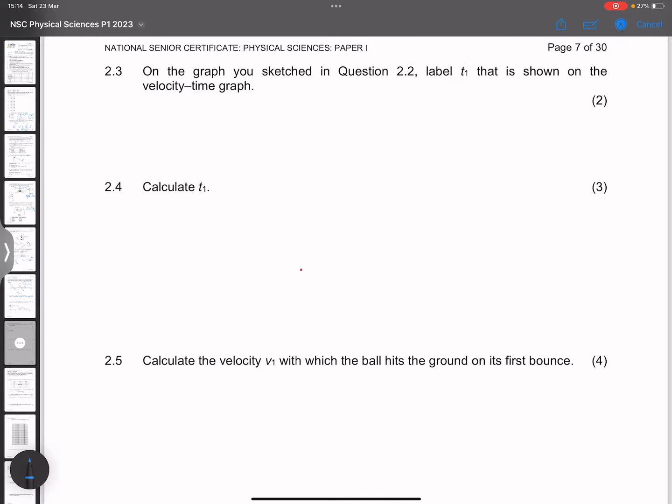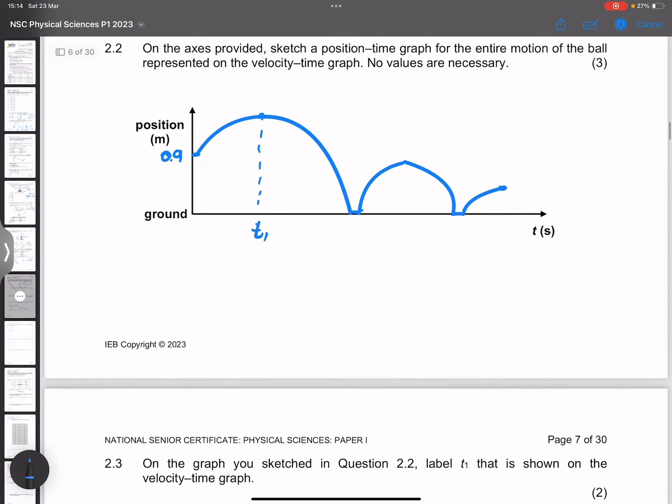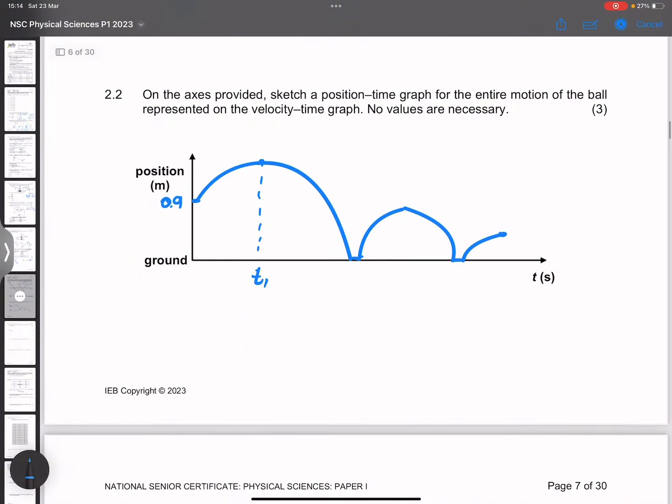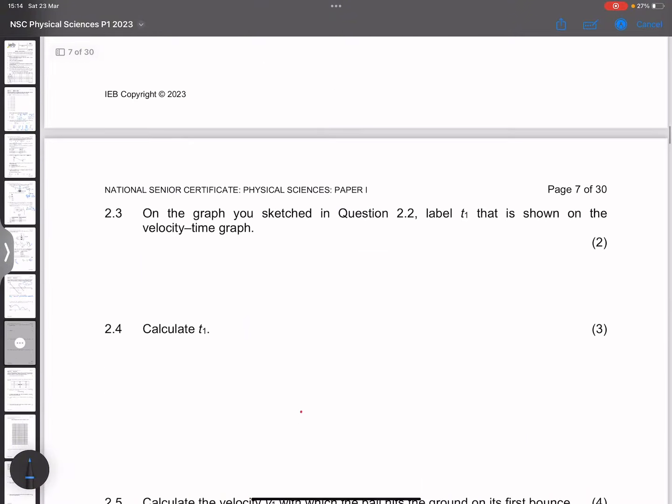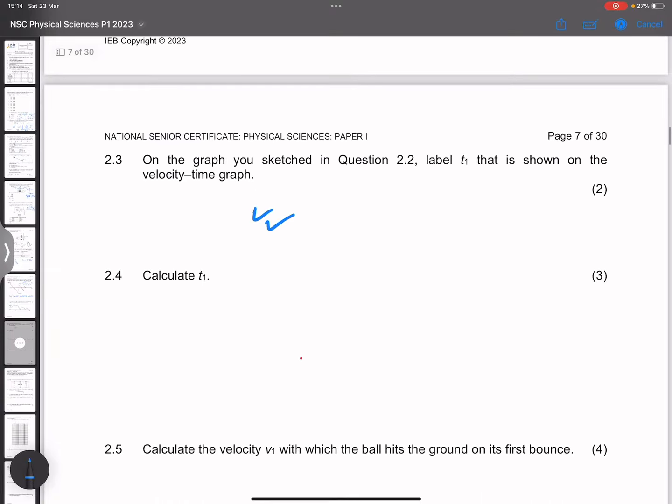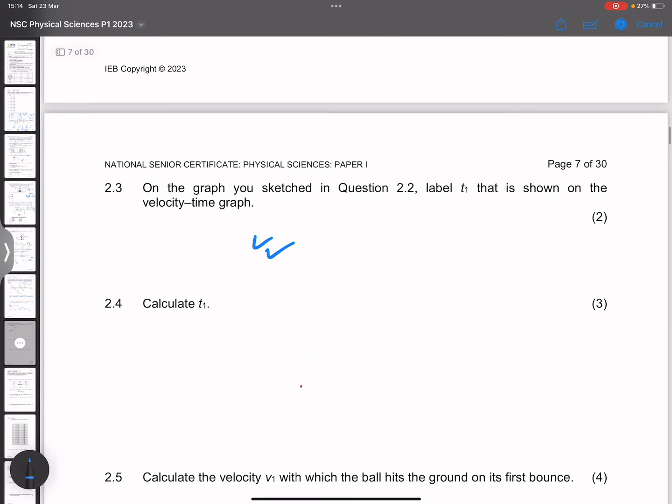They say on the graph you sketched in 2.2, label T1, that is shown on the velocity-time graph. Well, we've already taken the liberty to do that. So I think that's 2 marks for free for us there. Right, now they say to us, calculate T1. Now there are 2 ways in which I'll show you how to do that.